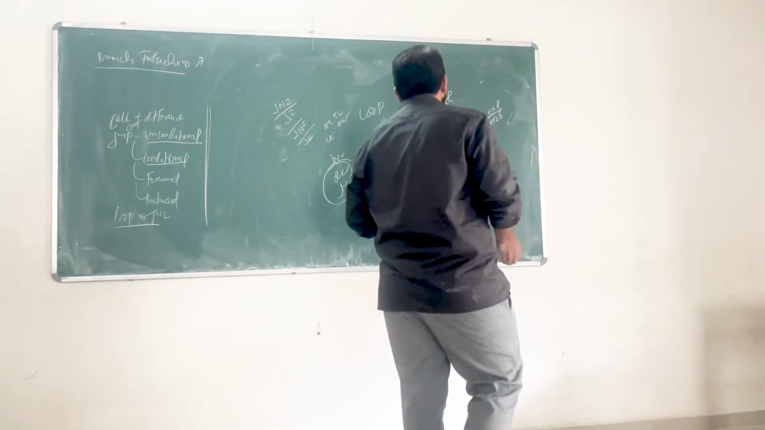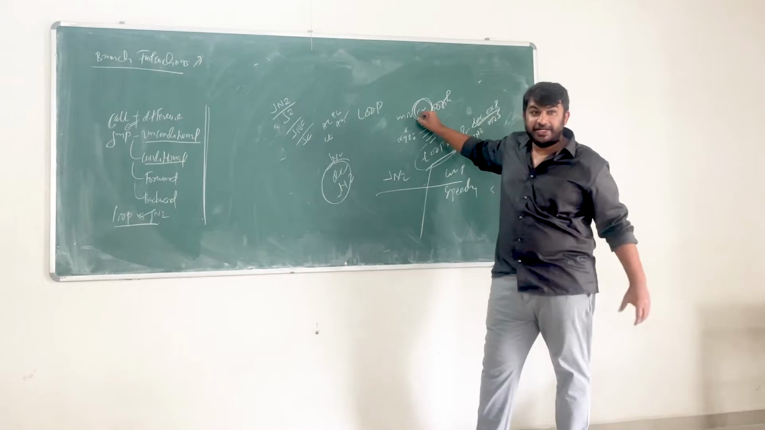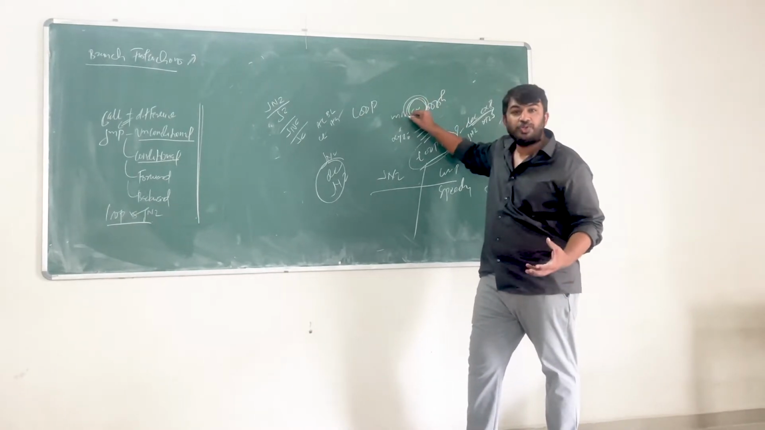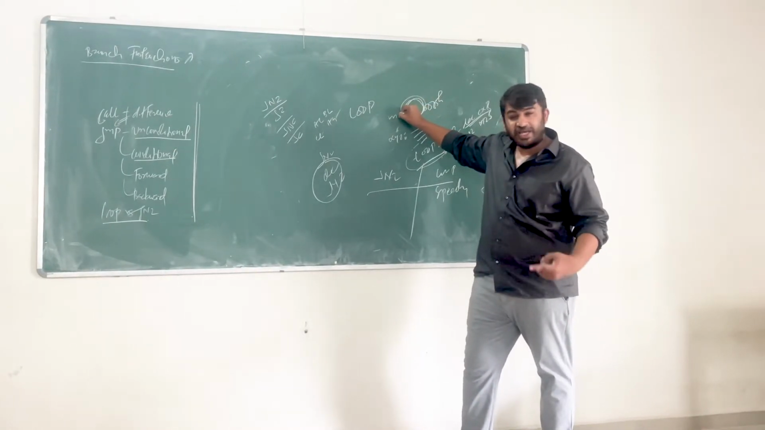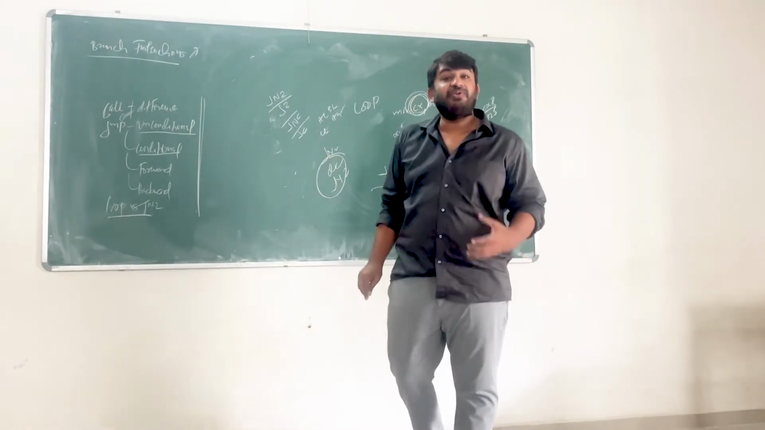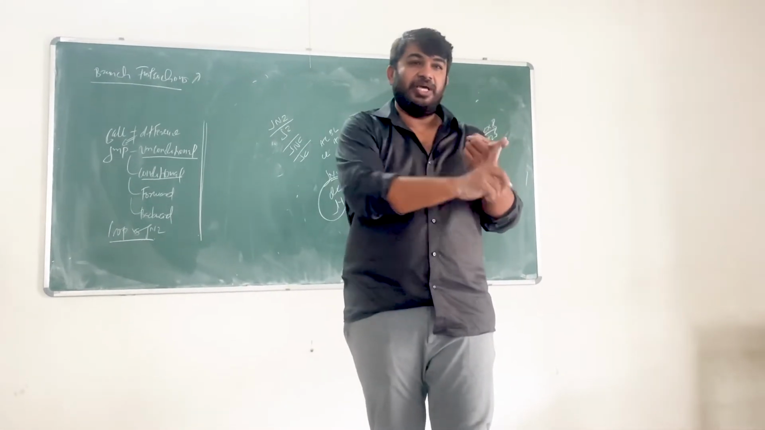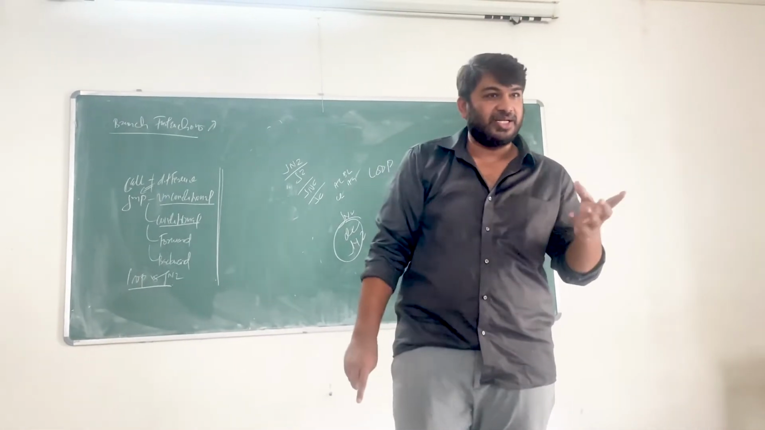Because here there is a constraint. It is not flexible. You have to use CX. In J and Z you are having flexibility. You can use AL, BL, CL, DL, any register.